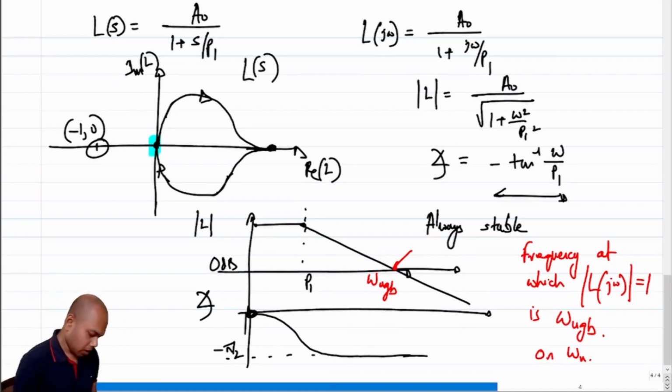Okay, fine. So what do we need to check? We need to check that whenever the gain becomes unity, what is the phase? If the phase is pi or minus pi, then we have a problem. When the gain is unity and the phase is not minus pi, we don't have a problem, right? So clearly in a first order system that is not possible, so we are safe.